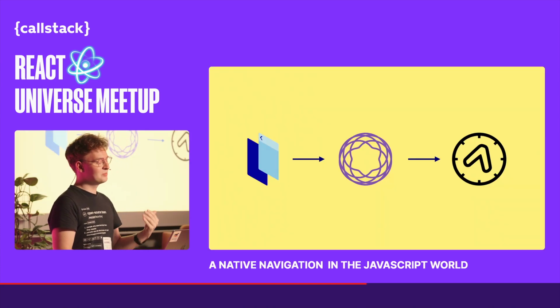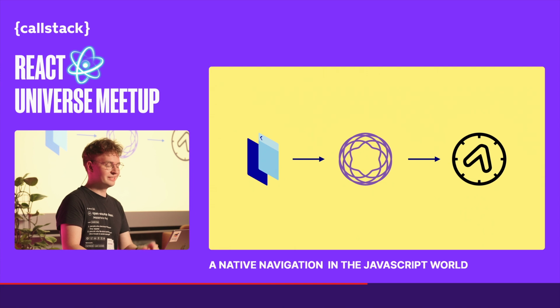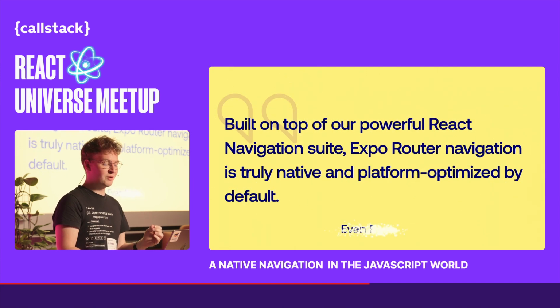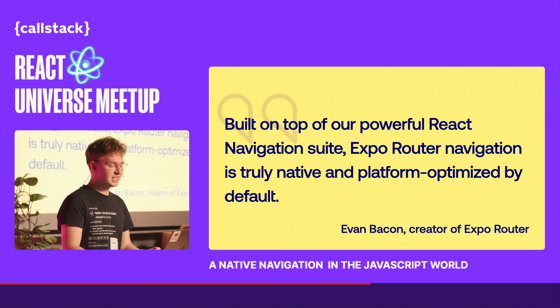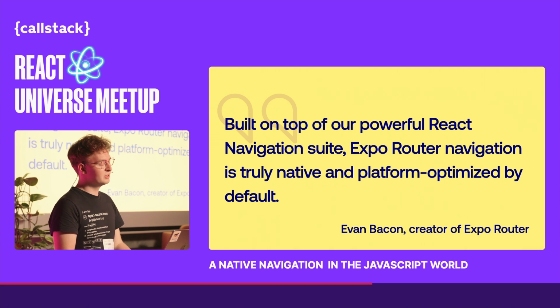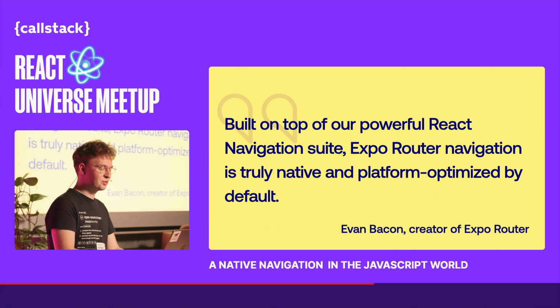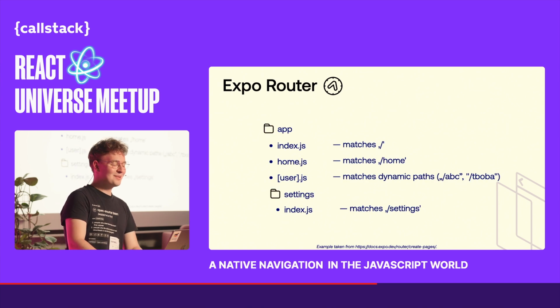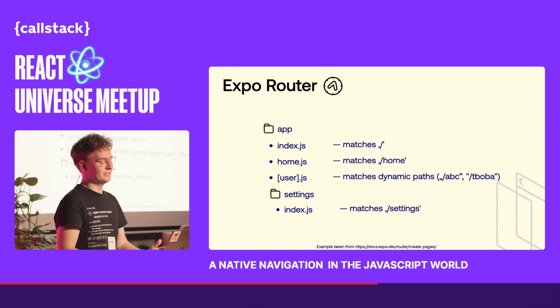And even in the documentation of Expo Router, there's that point that says, built on top of our powerful React Navigation suite, Expo Router navigation is truly native, and platform optimized by default. That's the quote probably from Evan Bacon, the creator of Expo Router. I've checked that on GitHub, I don't lie. So how to make routes in the Expo Router then?